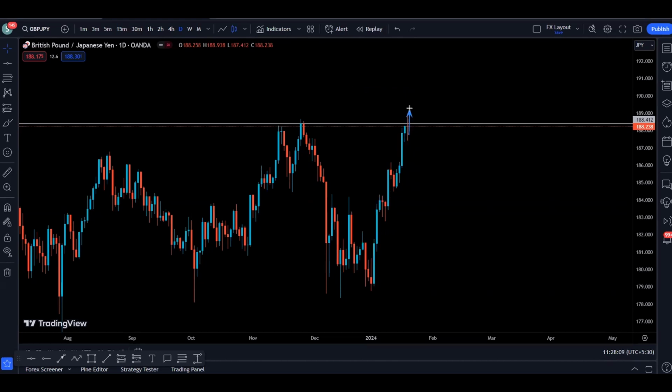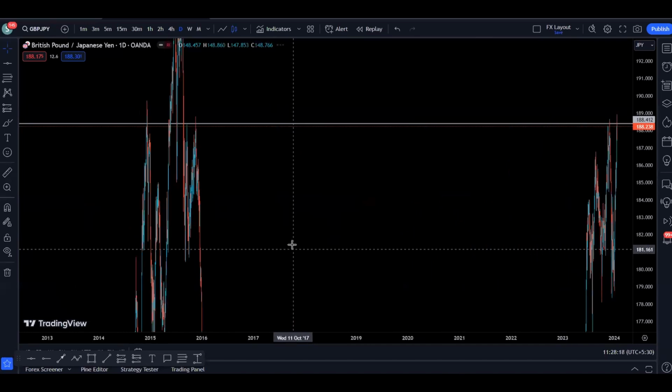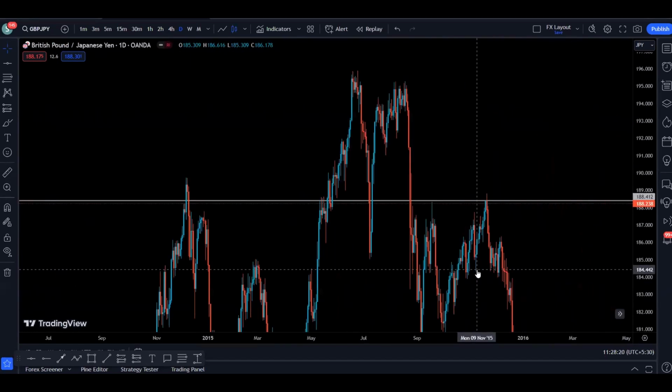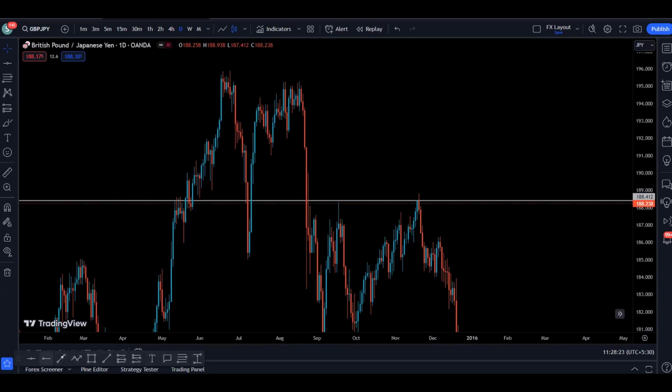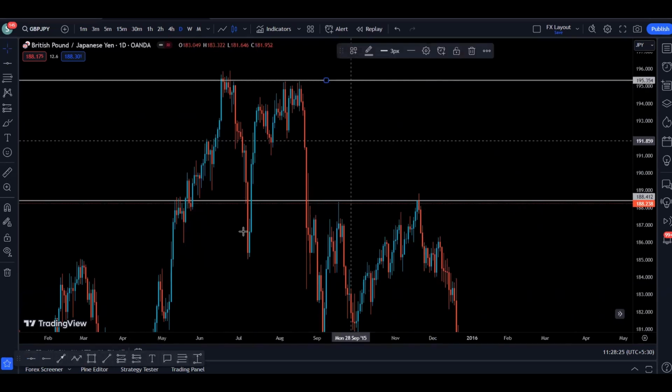But at the same time, if we get a closure right here above the resistance, we have a higher probability for the price to go to the next resistance. Now let's find out where the next resistance is on the daily time frame. On the daily time frame, same like the weekly time frame, we have a clean range on the left hand side.